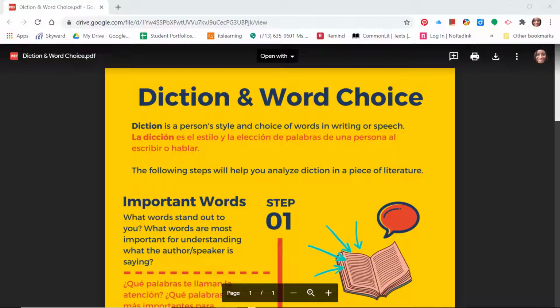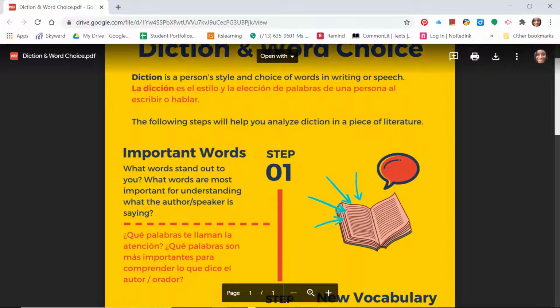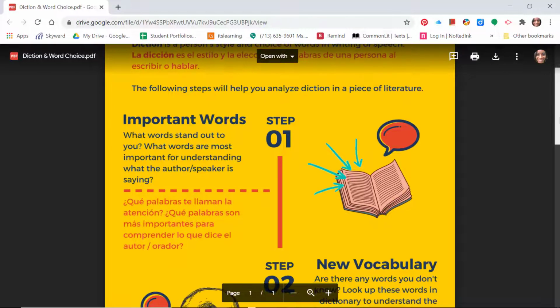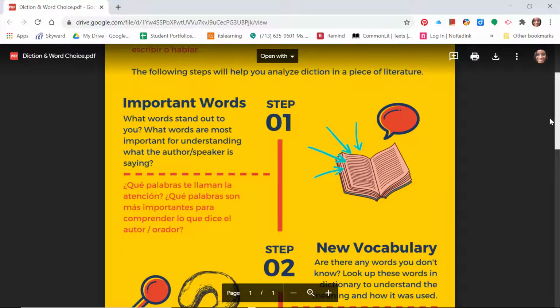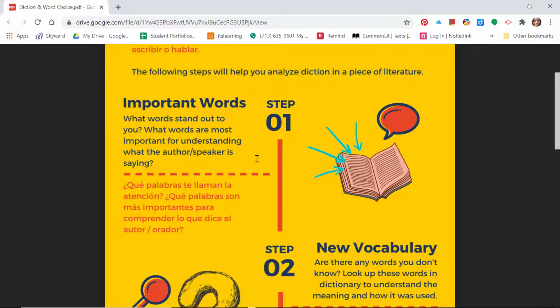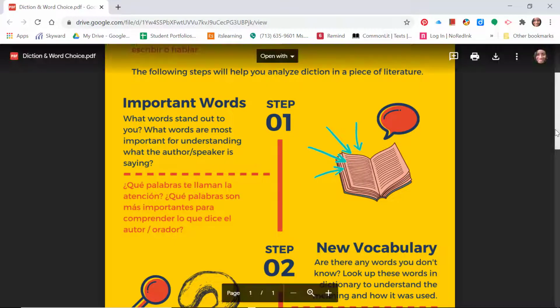So let's say you have a piece of literature or speech and you'd like to analyze the author or speaker's diction. The first step is to determine which words seem to be most important. As you read, highlight or write down words that stand out to you. Think about what words seem to be most important for understanding what the author or speaker is saying.